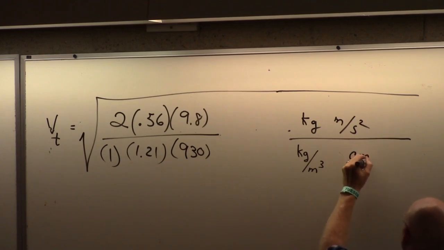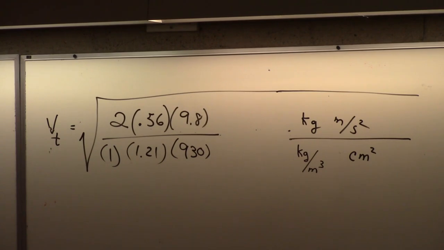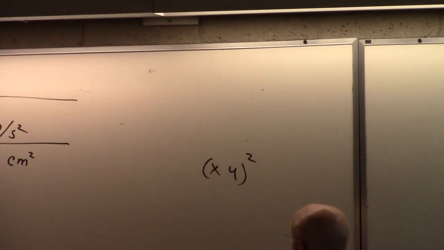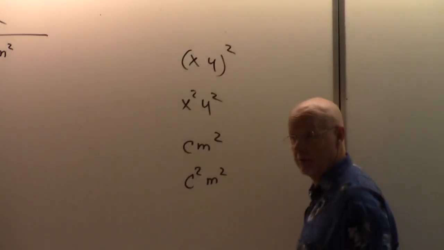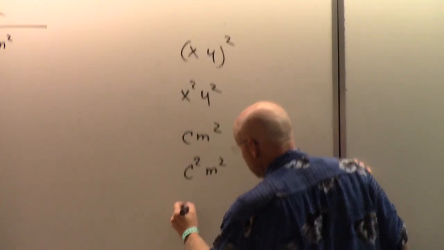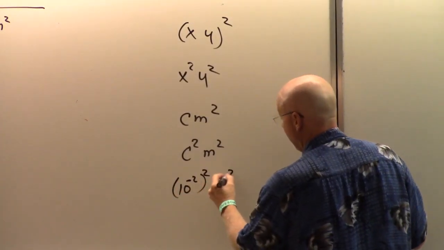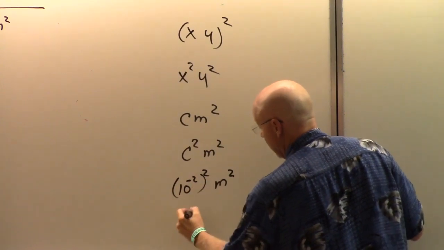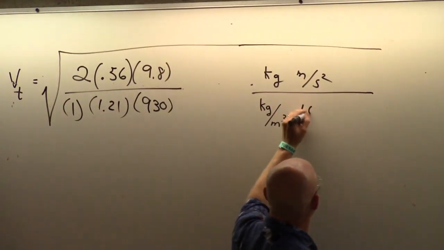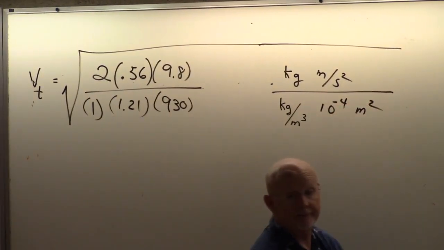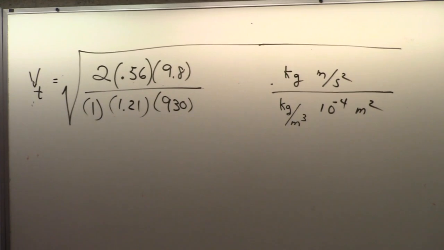I will first put centimeters squared, but let me remind you, back to chapter 1, converting units, if you had x times y squared, wouldn't that be x squared and y squared? So centimeters squared should be centa squared and meters squared. And centa means 100th. And so 100 squared is 1/10,000th. So I'm going to replace that with 1/10,000th of a square meter. And so there's my unit conversion.